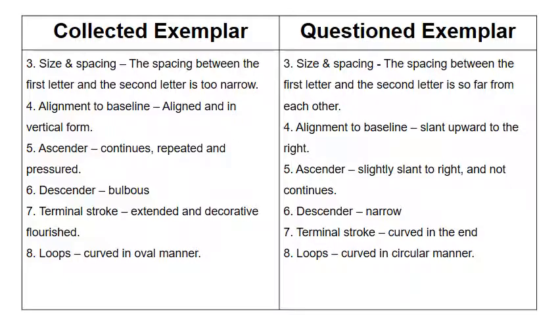The ascender in the collected exemplar is continuous, repeated and pressured, while the ascender in the questioned exemplar is slanted to the right and not continuous. The descender in the collected exemplar is bulbous, while in the other exemplar it is narrow. The terminal stroke in the collected exemplar is extended with a decorative flourish, while in the questioned exemplar, the terminal stroke is curved in the end. The loops in the collected exemplar are curved in an oval manner, while the loops in the questioned exemplar are curved in a circular manner.